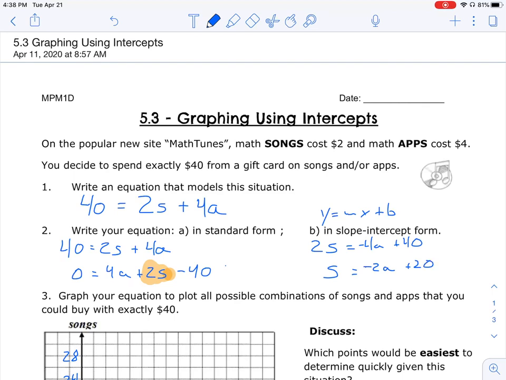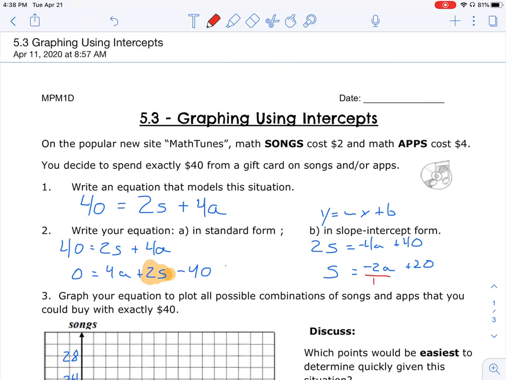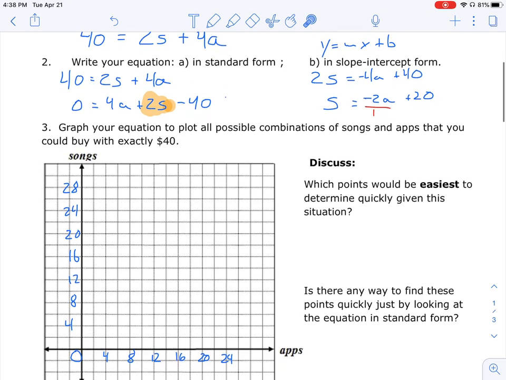And that negative 2a can be written as negative 2a over 1. It's the same format as y equals mx plus b, except we're just using different variables. When we're graphing our equation to plot all possible combinations of songs and apps, this is how it would look.